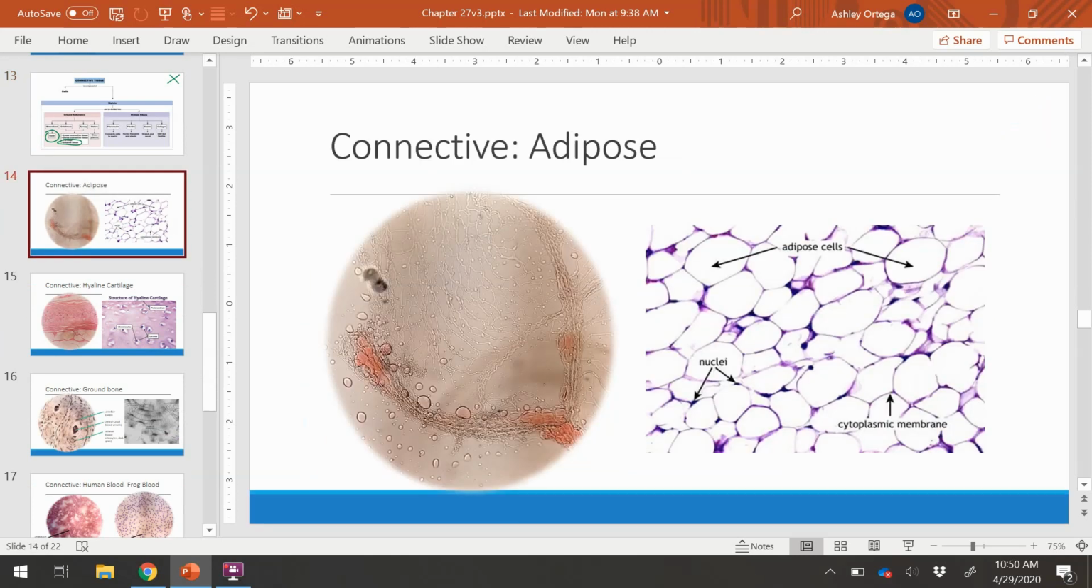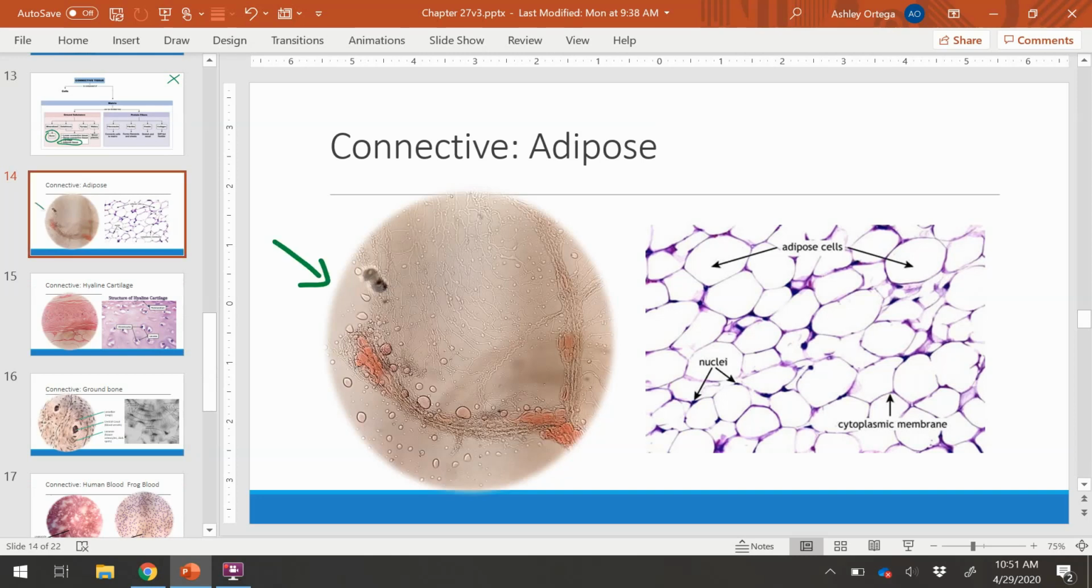And so the first connective tissue that we'll look at is adipose tissue. Adipose tissue, you can see here, is responsible for storing fat in the form of lipids. And so lipids are going to be clear in appearance. And so here it looks like a big empty web, and that is what you're supposed to see.